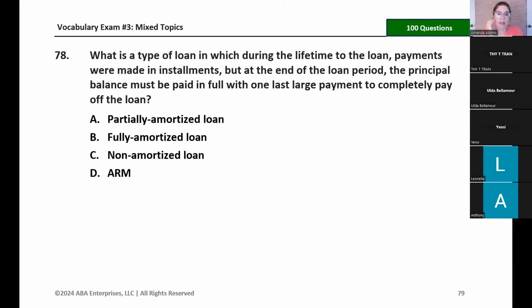So 78, what is the type of loan in which during the lifetime of the loan, payments are made in installments, but at the end of the loan period, the principal balance must be paid in full with one last large payment to completely pay off the loan? This is a partially amortized loan.